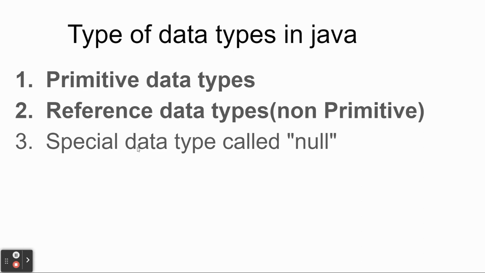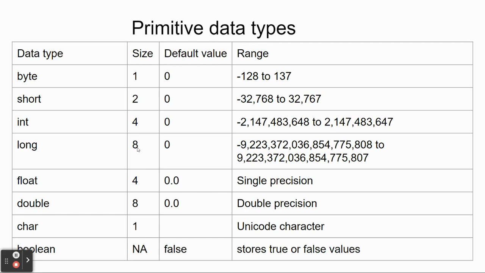Now coming to the primitive data types. How many primitive data types are available? There are 8 primitive data types available. If you see here: byte, short, int, long, float, double, character, and boolean. These are the 8 primitive data types available.